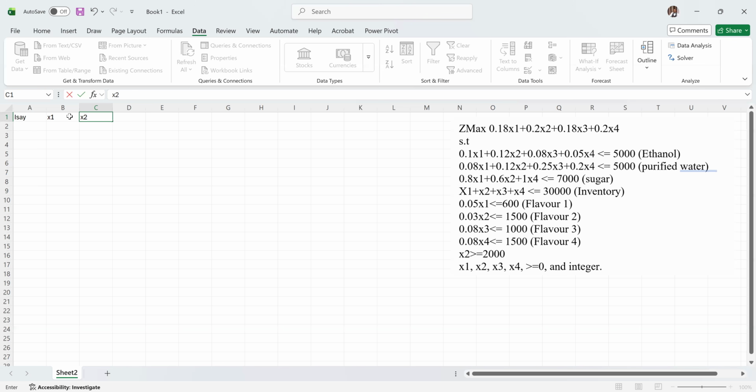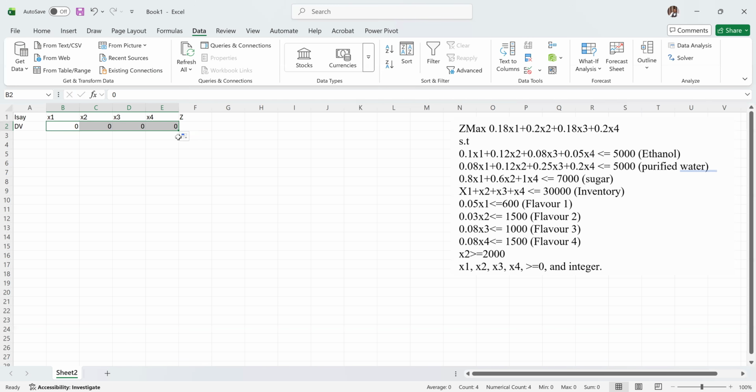Let me show you something. In Excel, the moment you write X1 and X2, you can highlight the 2 and just drag it for the others, for the X3 and X4. That's all we have. And on the far end, you have Z, so put a Z there. Then below, you will have the DV for the decision variables. And in this case, the decision variables are 0. So you just write 1, 0 and drag it. Move faster with me, because this part is easy.